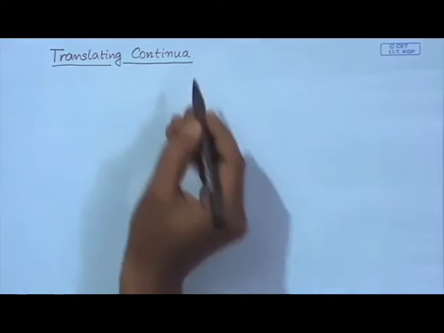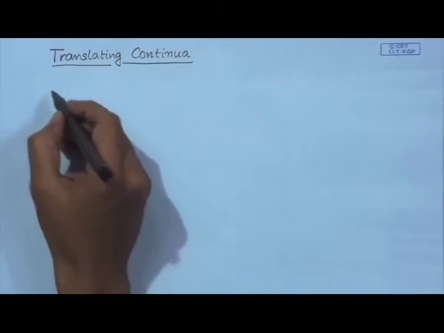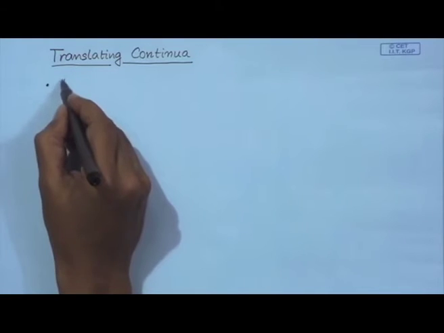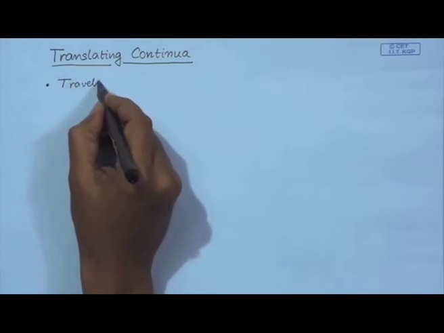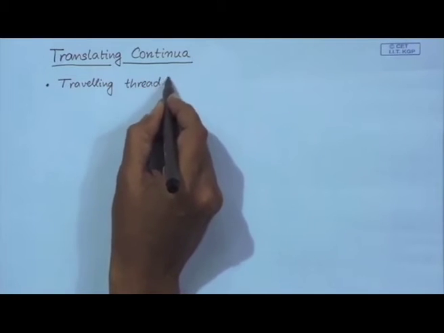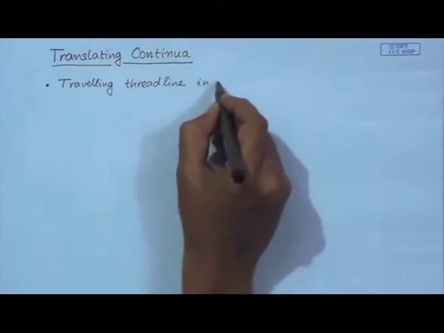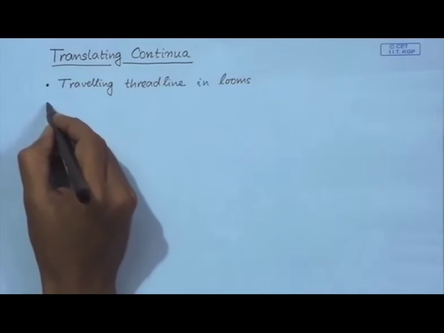So, where do we find a translating continua? A common example is in the travelling thread line, in looms. In a travelling thread line, you have a string which is translating, and it can have transverse vibrations. So, this is one example of translating continua.